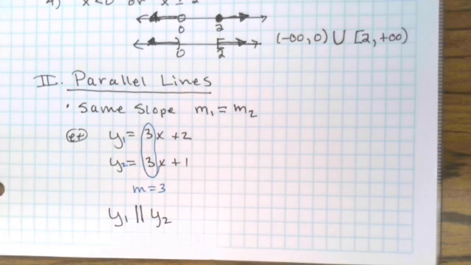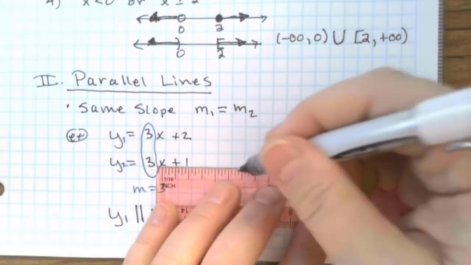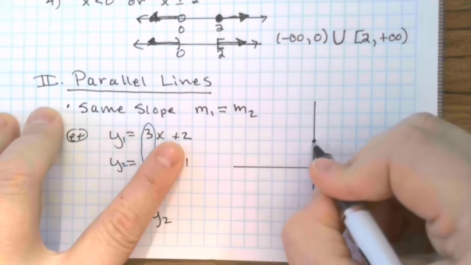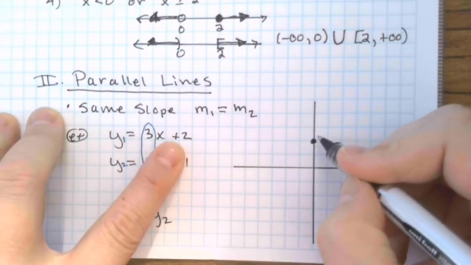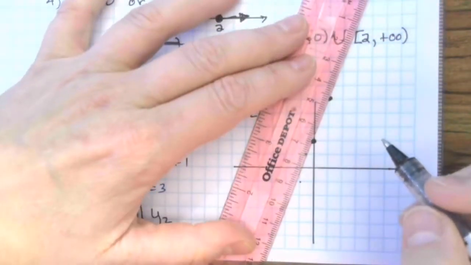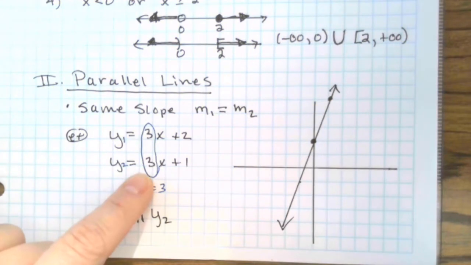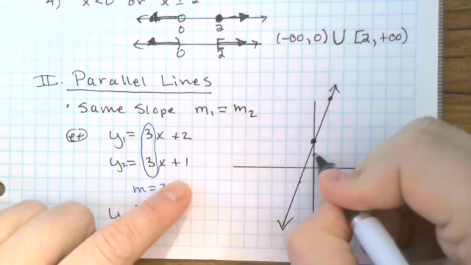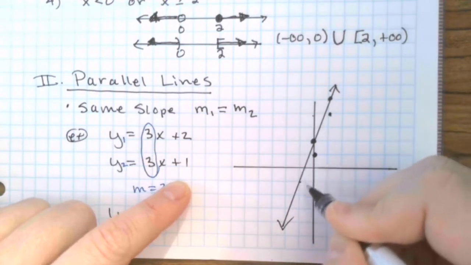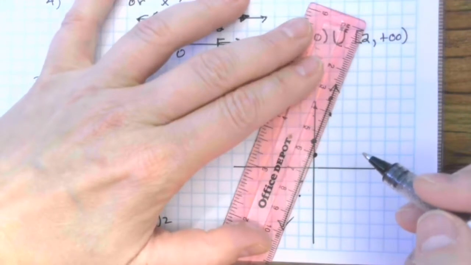Now, graphically speaking, draw yourself a little pair of axes. This one crosses the y-axis at 2 and has a slope of 3. So 1, 2, 3 over 1. This one has a slope of 3 and it crosses at 1. Okay, so what you'll see, 1, 2, 3, 1. There we go.